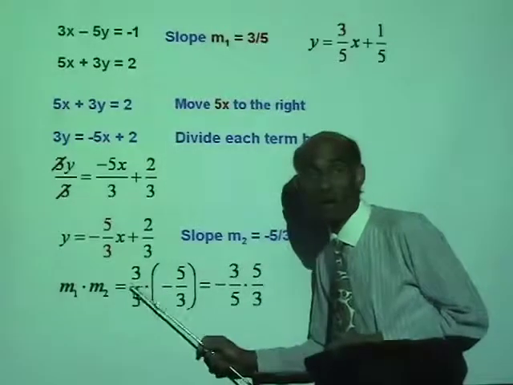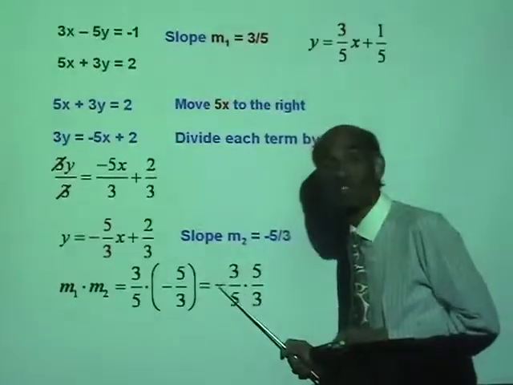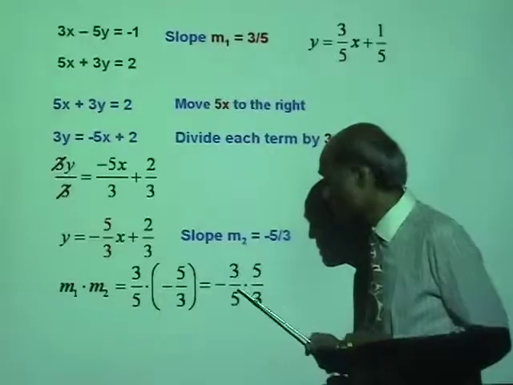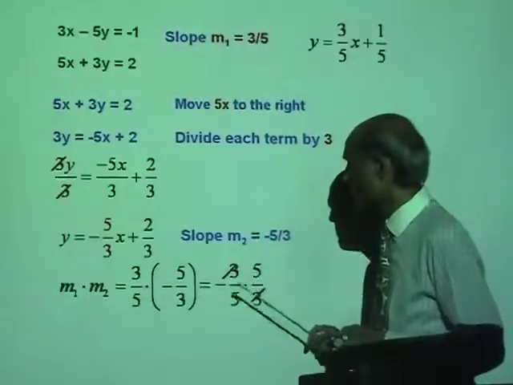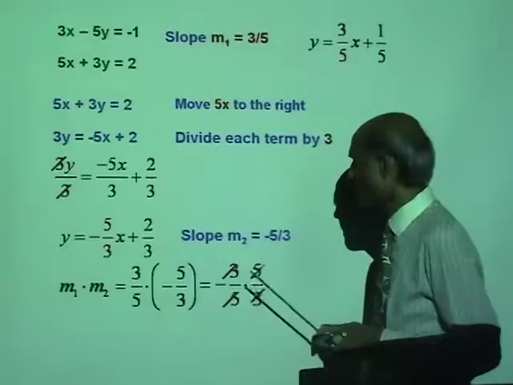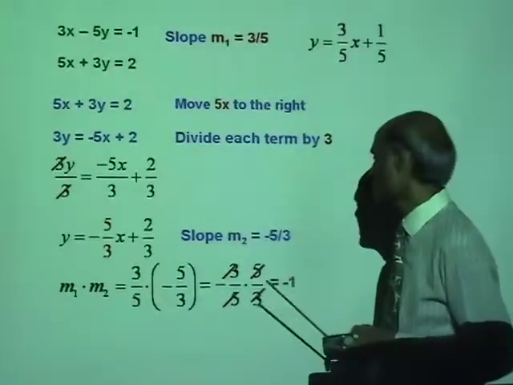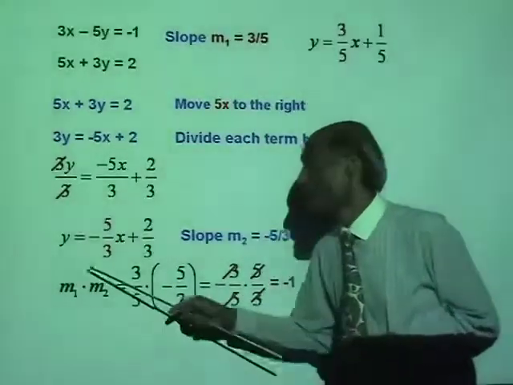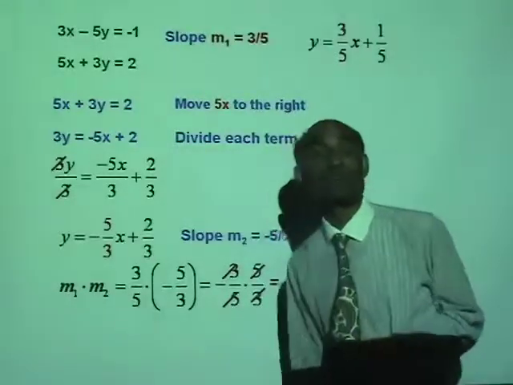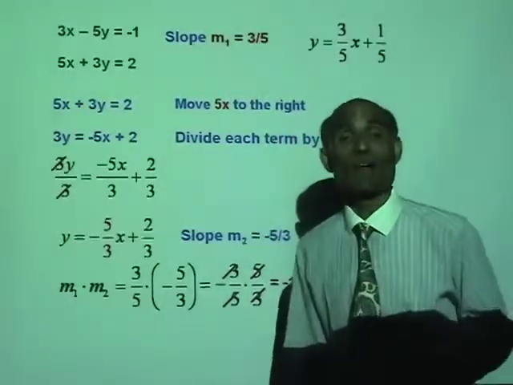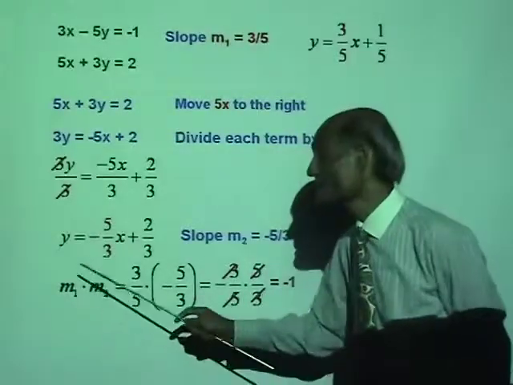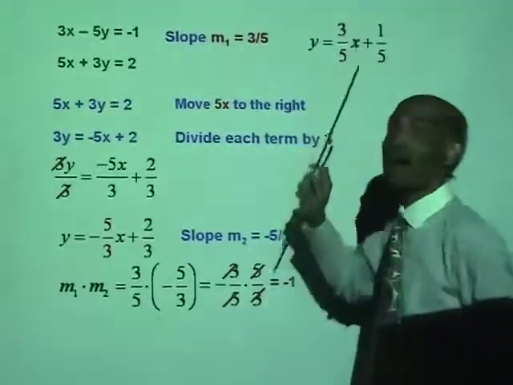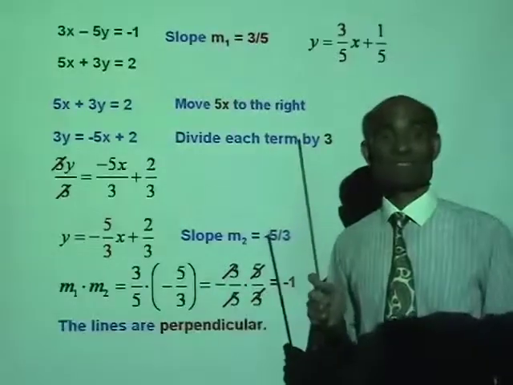positive multiplied by the negative will be negative. And 3 over 5 times 5 over 3. 3 and 3 will go, 5 and 5 will go. The answer is negative 1. The product of the slopes is negative 1. What is the conclusion? The conclusion is that these two lines are perpendicular.